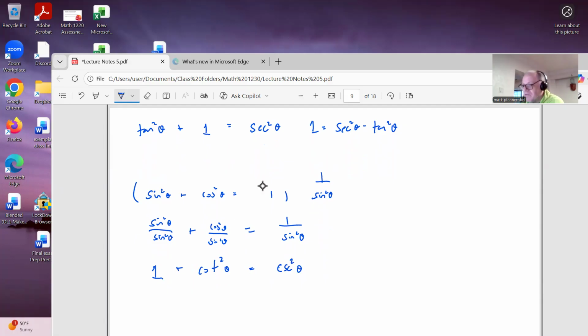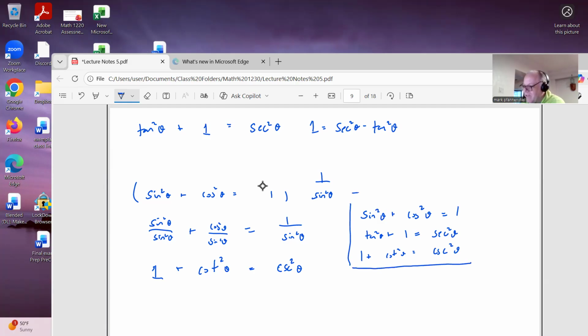So your three Pythagorean identities, and it would typically be told to you like this, and people will refer to them like this. Sine squared plus cosine squared is equal to 1. Tangent squared plus 1 is equal to secant squared. And then, of course, we have 1 plus cotangent squared is equal to cosecant squared. You have to memorize these.